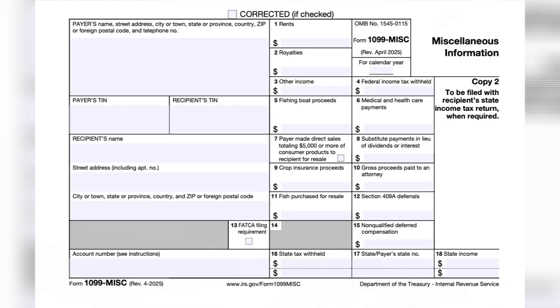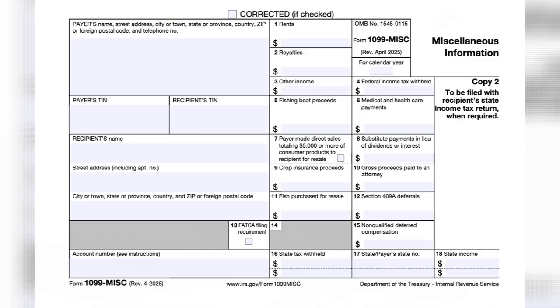So starting at the top section, you'll see the payer's details. This is where you enter your name, address, and taxpayer identification number of the person or business making the payment. Just fill this out carefully, making sure everything matches the official records. And right below that, you'll find the recipient's information. This is for the person receiving the payment. Enter their name, address, and taxpayer identification number in the correct fields.